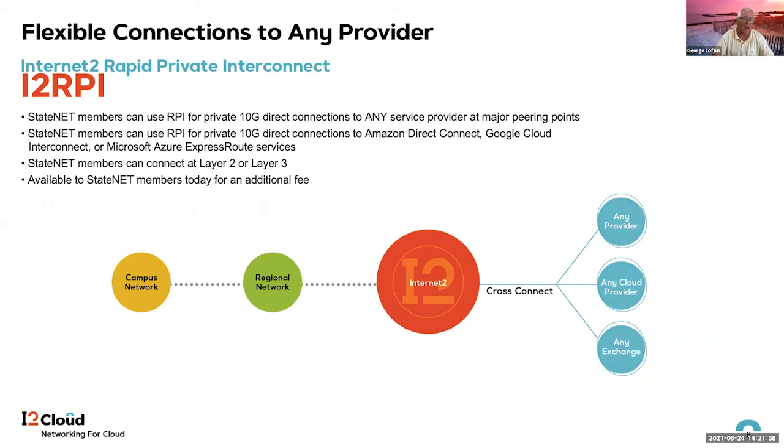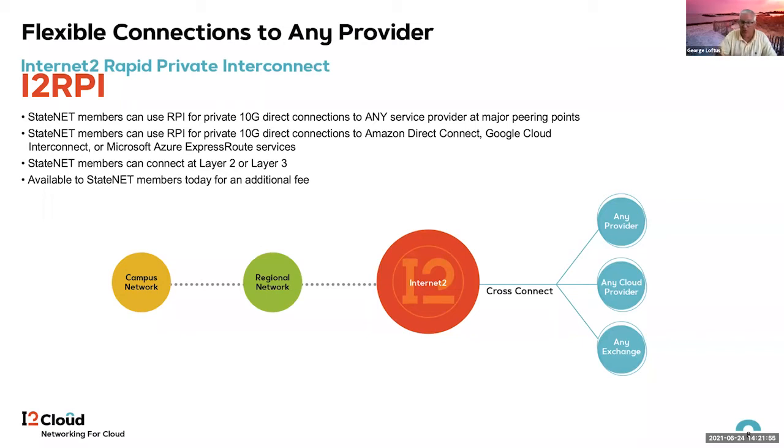So if you're thinking about putting equipment in an Equinix type facility or in a colo, take a look at this model because you really can save a lot of money by not having to put equipment and maintenance out there, by just leveraging what your state net has available to you and what Internet2 has available to you.